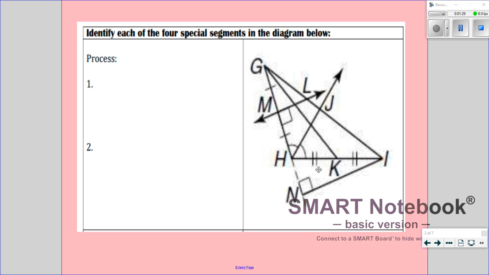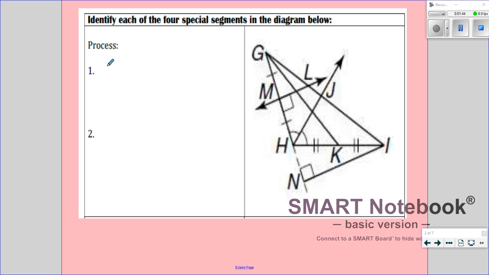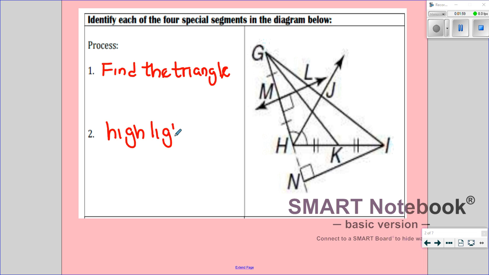So the first process, let me redo that again. Get that red mark out and move this back to its spot. Okay, so the first one would be to find the triangle. And then the second would be to highlight. Highlight all the information that you need. Highlight given properties, info.